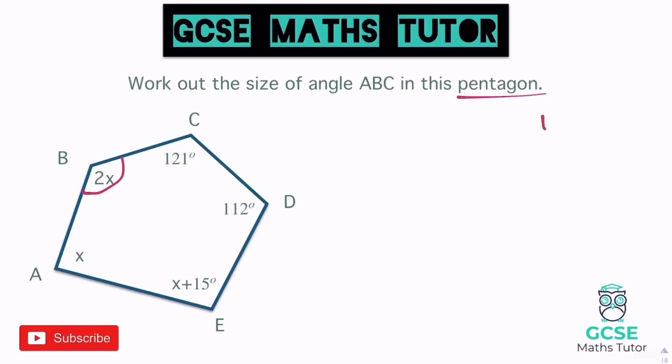So a triangle, remember, is 180. A quadrilateral, we add another 180, is 360. And then a five-sided shape, we add another 180, which is 540. So 540 degrees is what these all add up to.